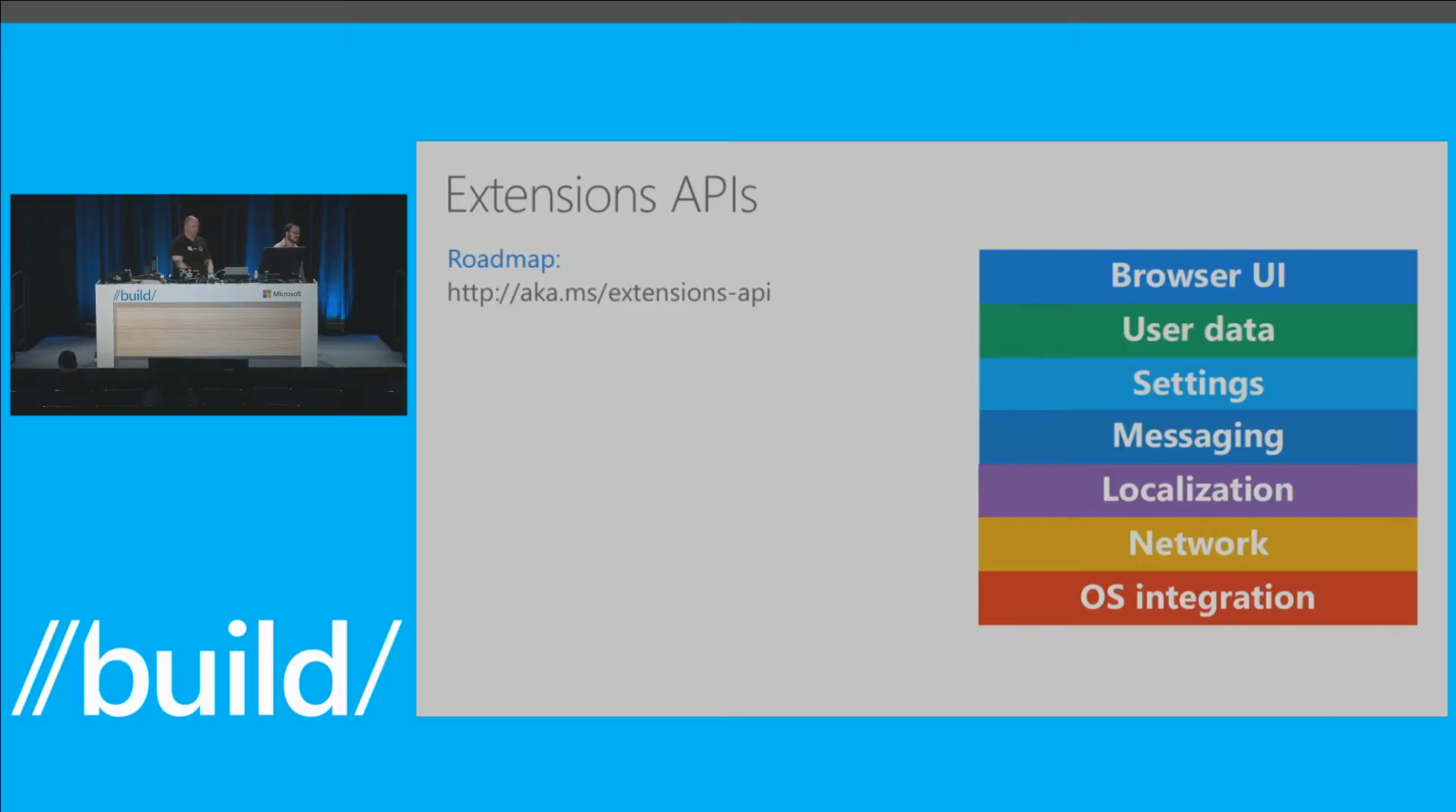There's a set of extension APIs, and there's a roadmap available at this link that talks about what we're working on now and what we think we'll look at next. And they involve all kinds of different things, including messaging between those different components in the extension. Localization is new. Network features to intercept network requests and change things, as well as integration into the operating system.